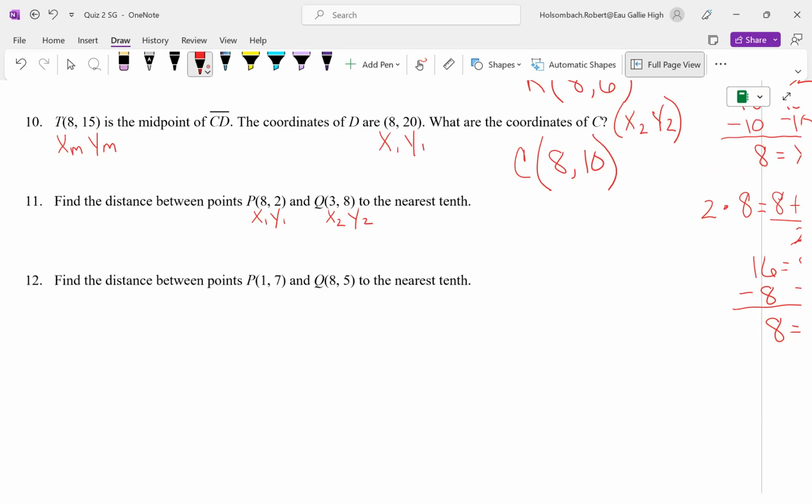Please remind me tomorrow when you start your quiz to put the distance formula on the wall. You don't have to memorize the distance formula. You'll have access to it when you take the EOC, but remind me to put it up on the wall.